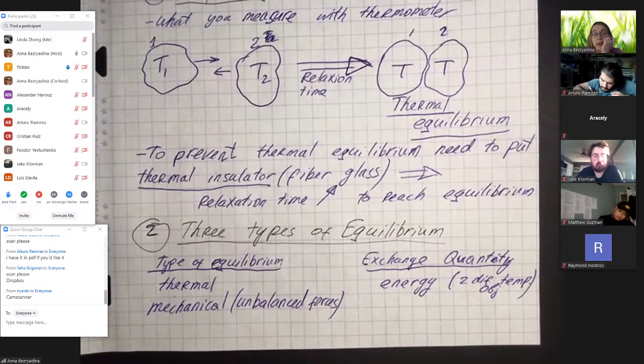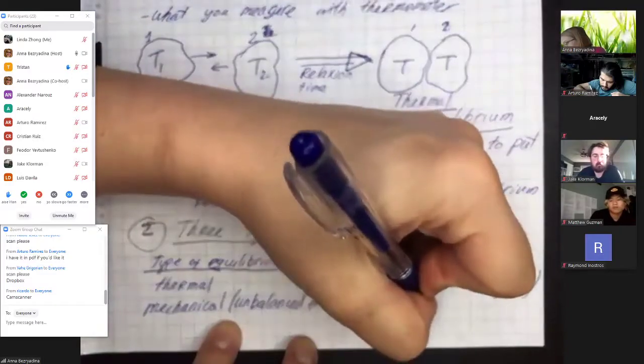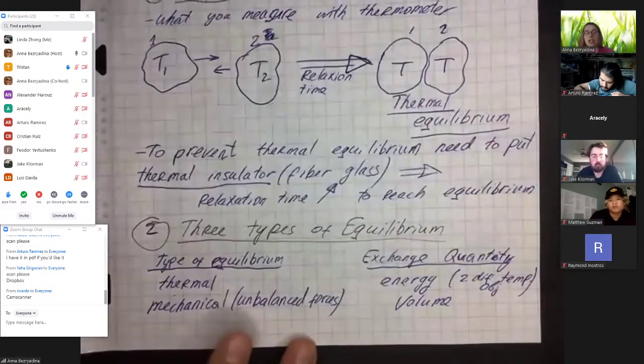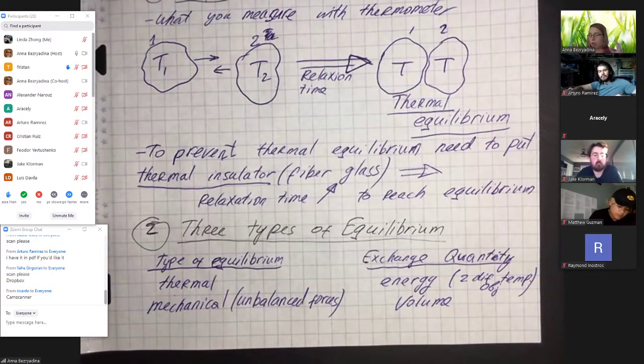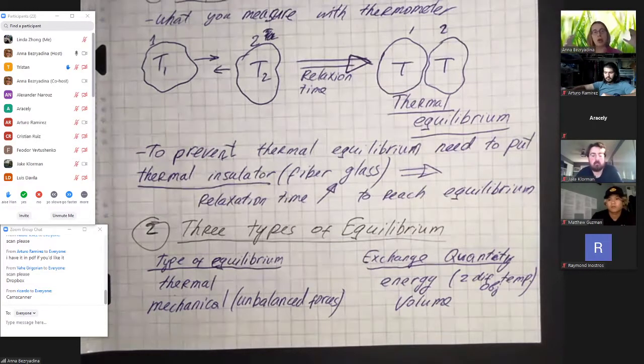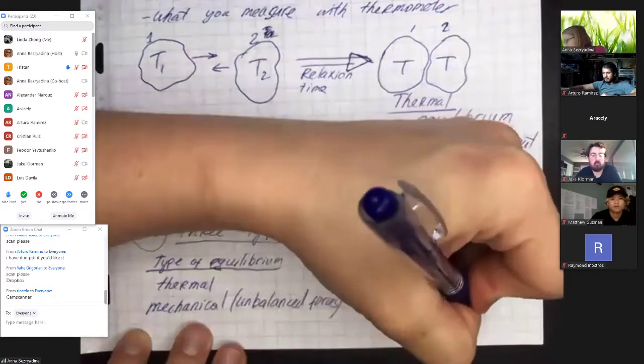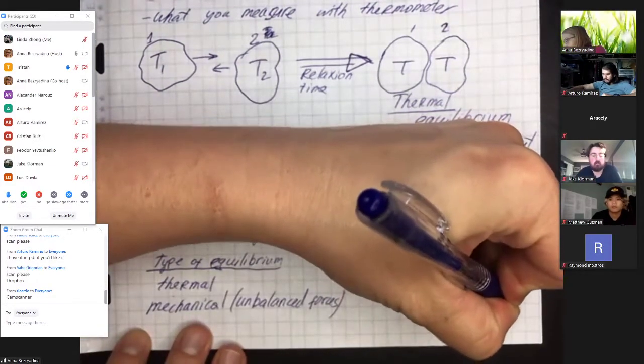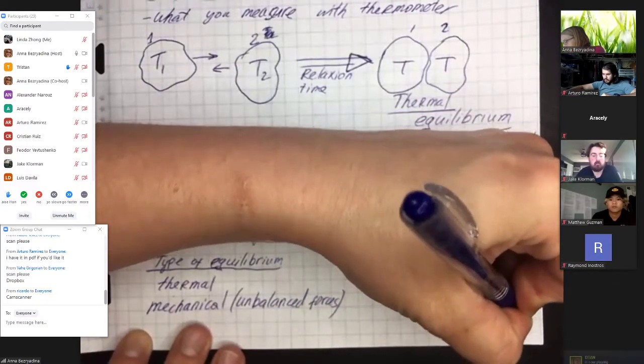So what happens if we have a mechanical equilibrium issue? In this case, we can exchange volume. For example, we can have a balloon. When we have a problem with mechanical equilibrium, we have an issue with size, so it could change its volume, expand, have a bigger space, and it can create equilibrium. For example, expand volume.